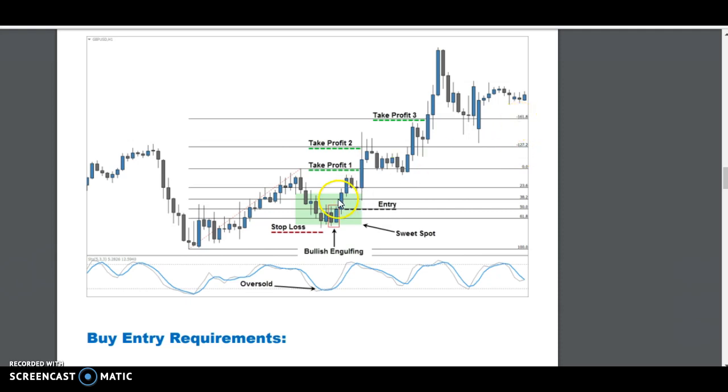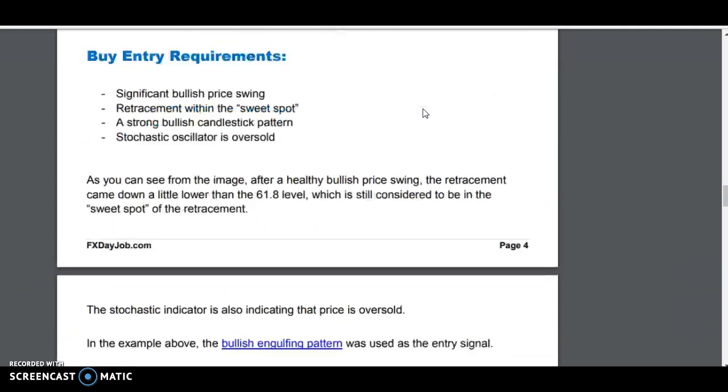Guys, the main purpose of Fibonacci retracement and expansion: the retracement is used for an entry point, and the extension is used for a TP, or take profit. So those are the main functions of the Fibonacci strategy. Now let's look at a sell setup.